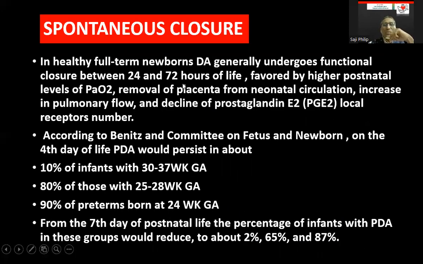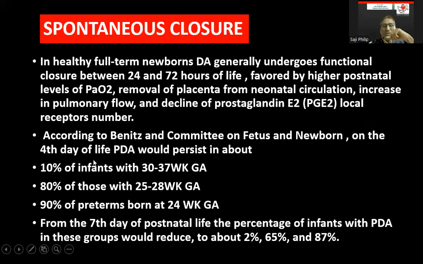In a healthy full-term newborn, the ductus arteriosus generally undergoes functional closure between 24 and 72 hours. That I have already mentioned. How will it close? Because the arterial oxygen level in the blood rises, there is sudden cutting off from the placenta, the neonatal circulation and pulmonary flow increase, and prostaglandin E2 and the number of local receptors decline, so the constriction will take place.